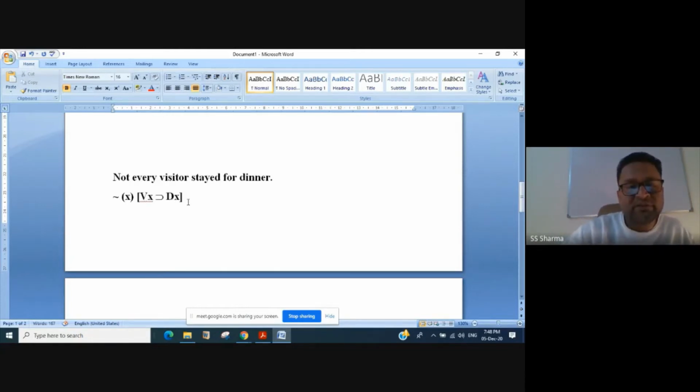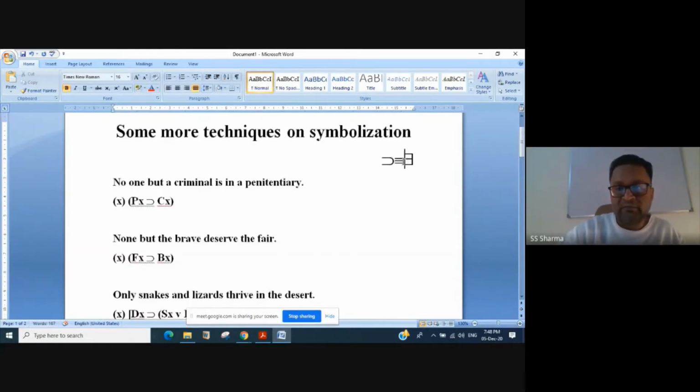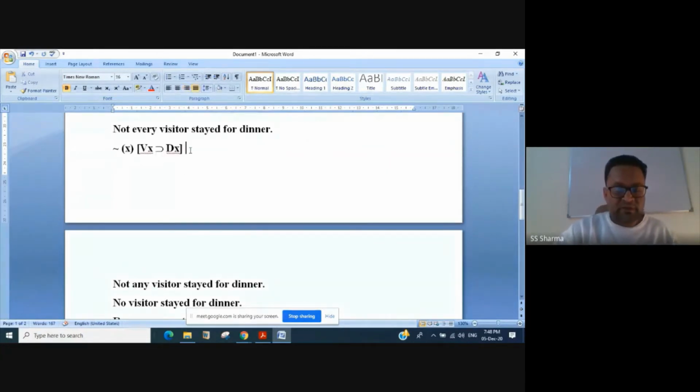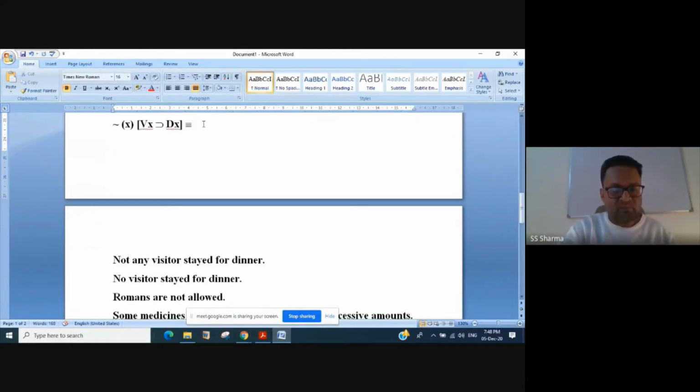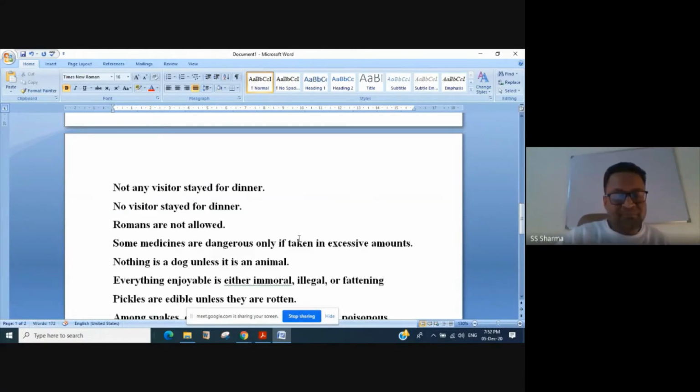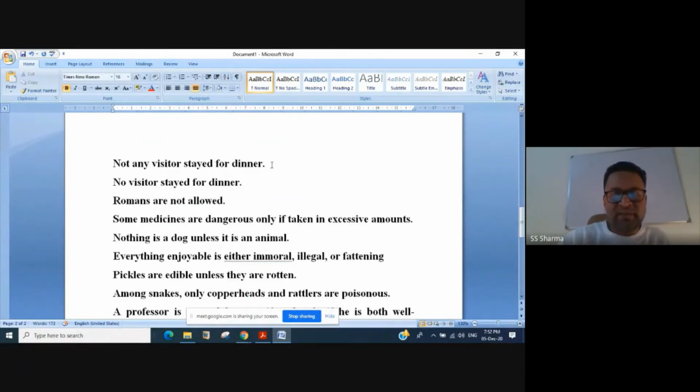So this is one way of symbolizing it, but it is also equivalent to, and I can take this equivalent sign from here and I will put it here so that you understand, this is nothing but equivalent to the expression like this: there exists x such that x is a visitor and x has not stayed for dinner. Okay, let us come to the next question.